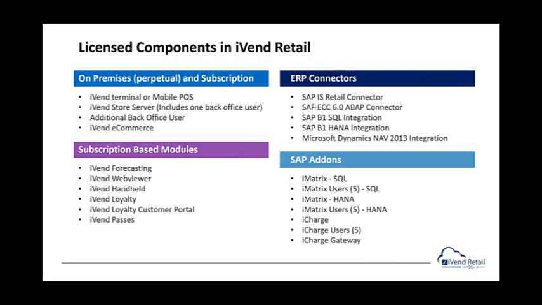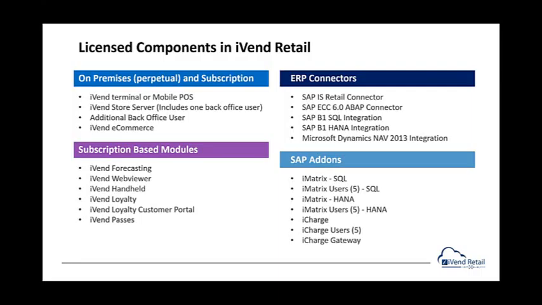On this side, we have the different ERP connectors, which are SAP IS Retail Connector, SAP ECC 6.0 ABAP Connector, SAP Business One SQL Integration Connector, SAP Business One HANA Integration Connector, and Microsoft Dynamics NAV 2013 integration. We'll shortly be launching the Dynamics 2016 integration also. These are the ones which are available on both perpetual licensing and subscription licensing.